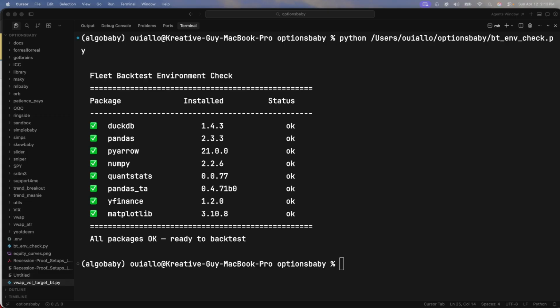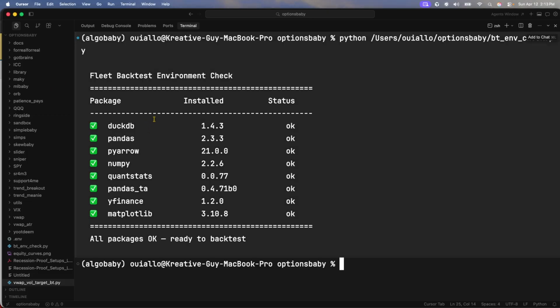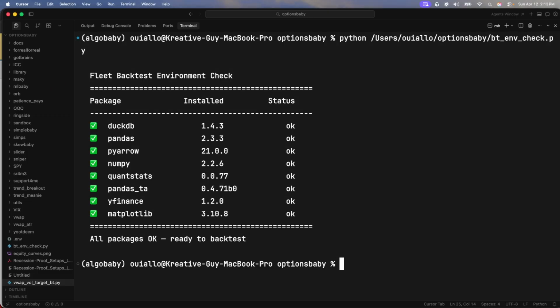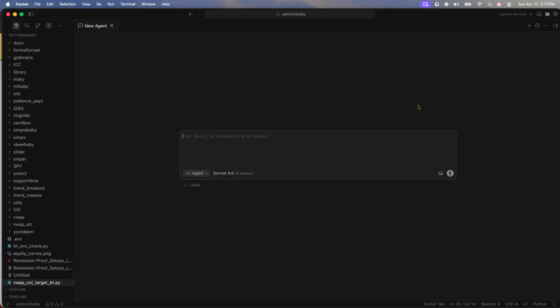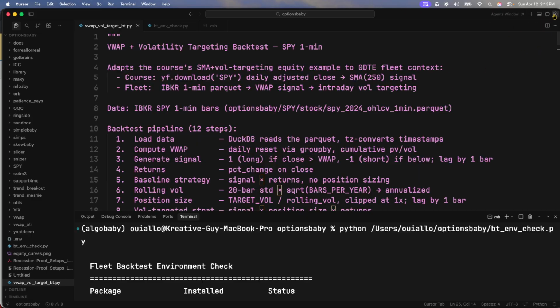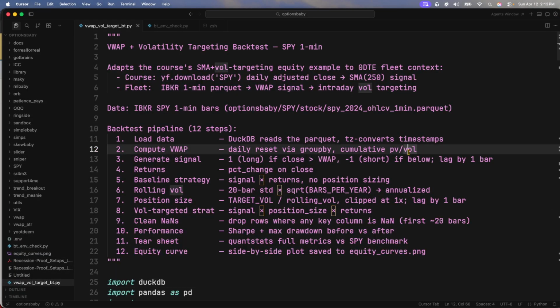So we made sure that we had all of the packages we needed for running our backtest. Now I actually want us to review the backtest, fam. Okay, not the agent, but the backtest. So this is going to be a super simple VWAP and volatility backtest that we're going to be using on SPY using the 1 minute chart, right?